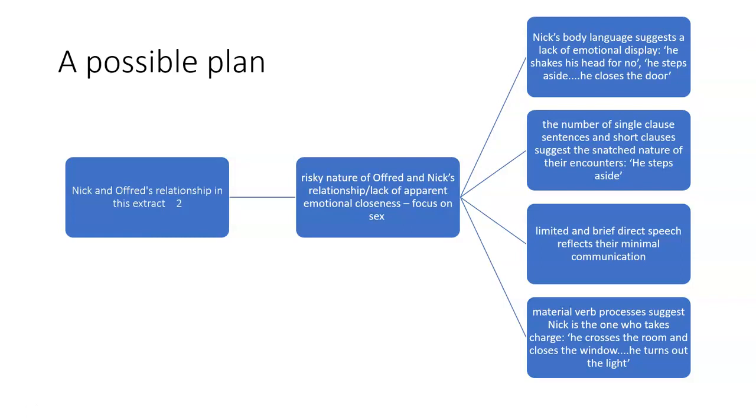Point two. And there are four different examples here. You're thinking about the risky nature of Offred and Nick's relationship and the lack of apparent emotional closeness. There is an entire focus on sex in the relationship. You don't see them as loving, as romantic, nothing. It's just pure sex for them. And here you've got Nick's body language, single clause sentences, direct speech, but it's very limited, and the material verb processes. So you've got those, you've got quotations to support them, and you think about that. You don't necessarily need to include all of these, but for your plan you put in everything you can possibly think of before you start to narrow it down.